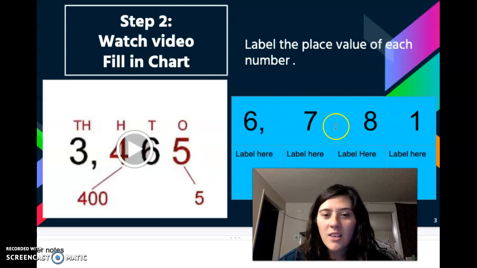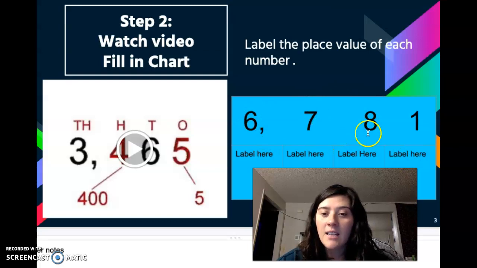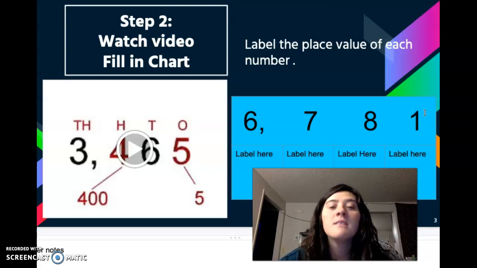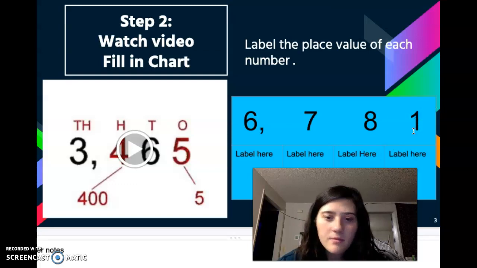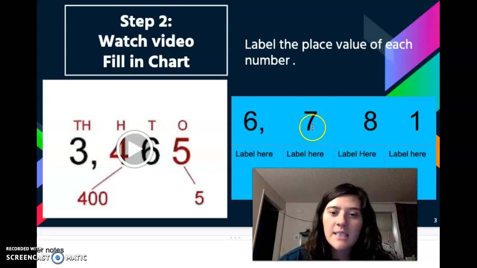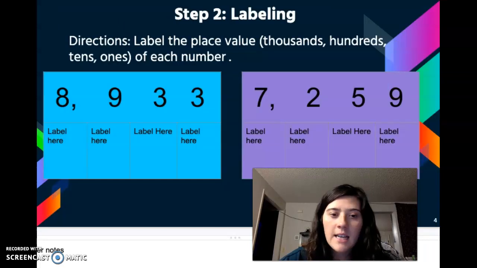So this chart, or this table, you're going to label with words what place these numbers are at. So right here, what place is this 1 at? Is it thousands, hundreds, tens, ones? What place is it at? Same thing for the 8. What place is the 8 at? What place is the 7 at? What place is the 6 at? Okay? And then you're going to do the exact same thing here. You're going to label if it's thousands, hundreds, tens, or ones.